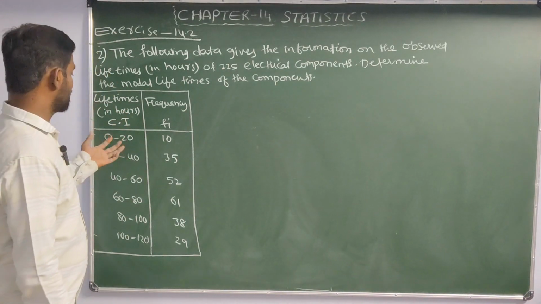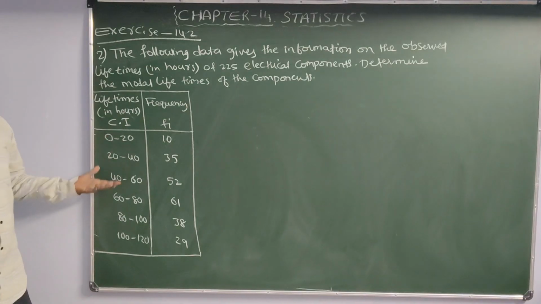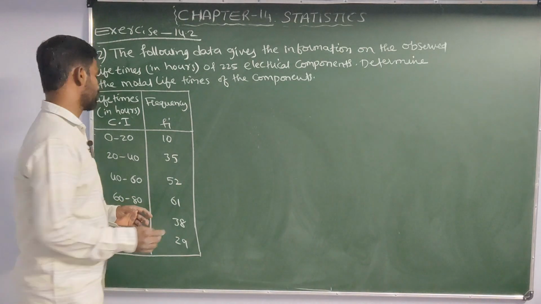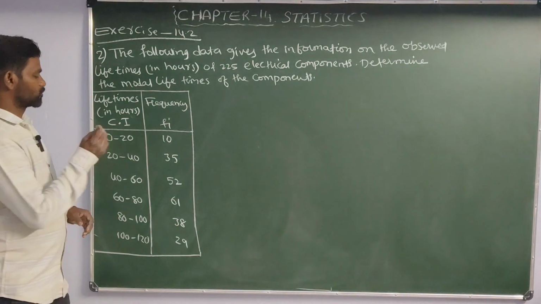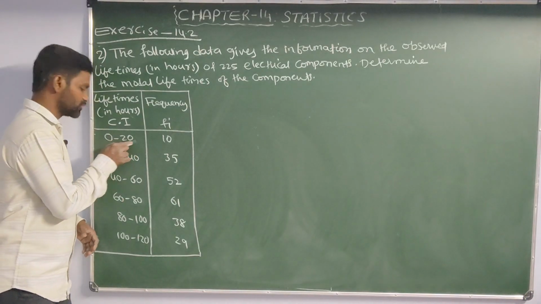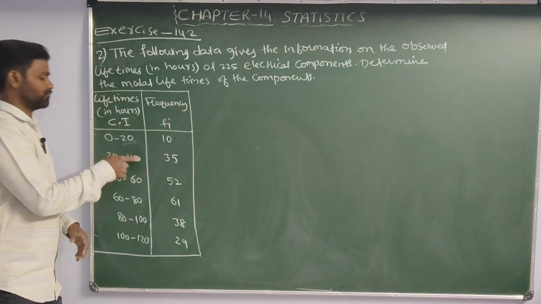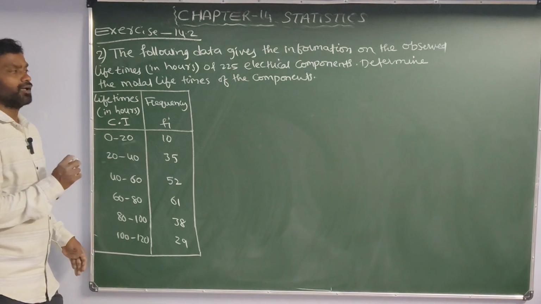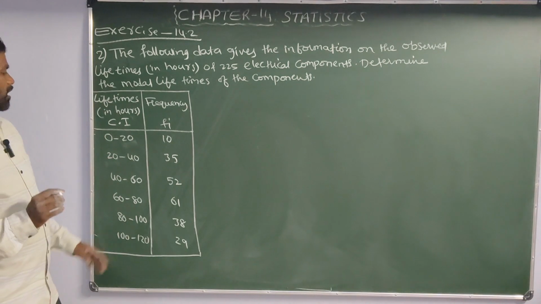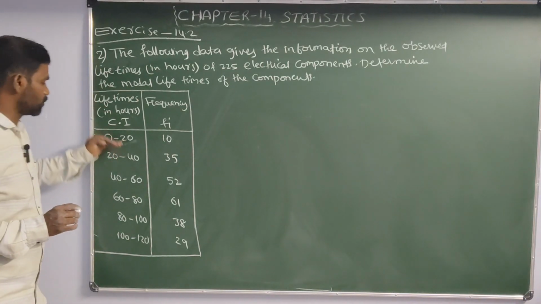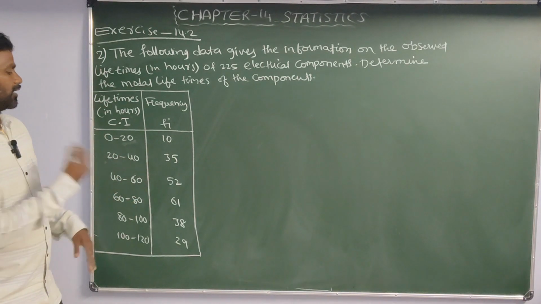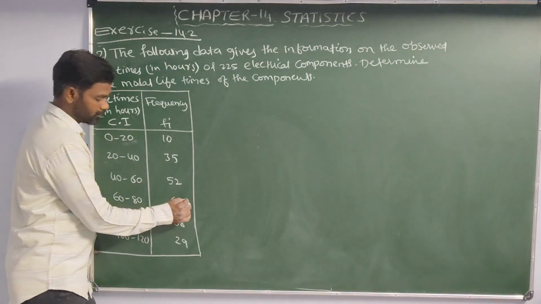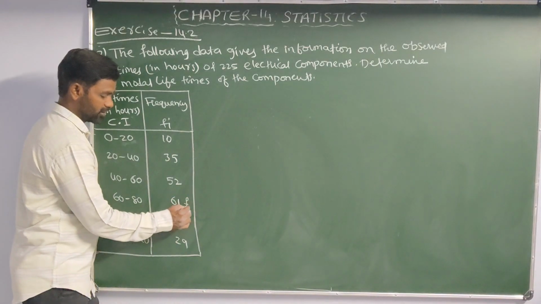Now identify what is the name of the class interval. Exclusive class intervals or inclusive class intervals. What are exclusive class intervals? They are continuous class intervals. Exclusive class intervals are nothing but if it is 20, immediately it should be 20, 40, 40, 60, 60, 80, 80, 100, 100. Hence it is exclusive class intervals or continuous class intervals. If exclusive class intervals are given, then we have to check the class frequencies. What is the highest frequency in this? The highest frequency is this one, 61.